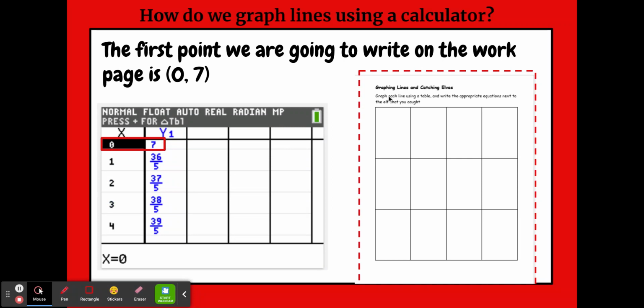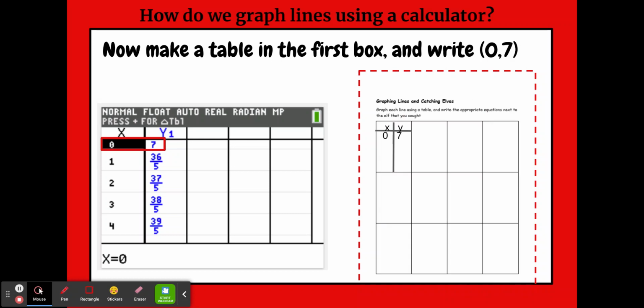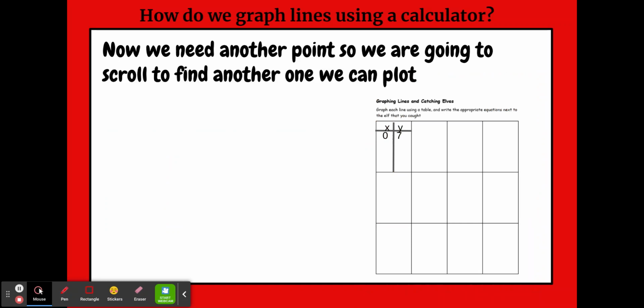So what we're going to do is on that page, we're going to write 0, 7 in there, but in order to write it, we need to make a table. So you're going to make a little table in that box, an X and Y column, and you're going to put 0, 7, just directly copying it from the table.